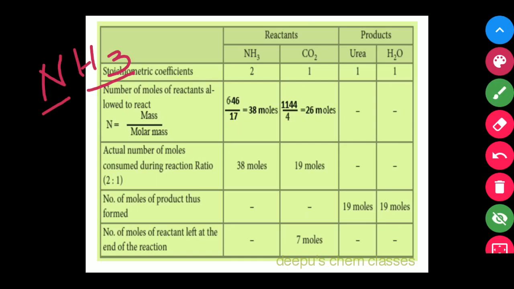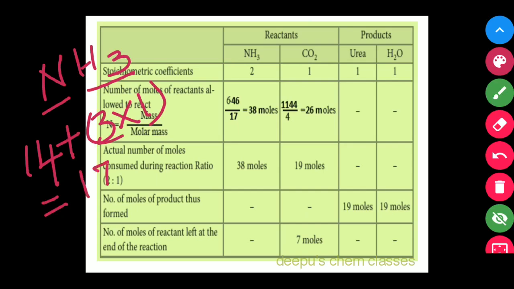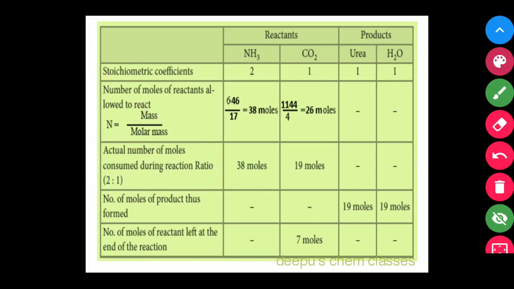The atomic mass of nitrogen is 14 and per hydrogen it is 1. For 3 hydrogen it is 3 into 1. So if you add these values you get 17 gram per mole. This is the molar mass of ammonia. Now we substitute in the formula: given mass is 646 gram divided by molar mass 17 gram per mole. If we simplify this value we get 38 moles.